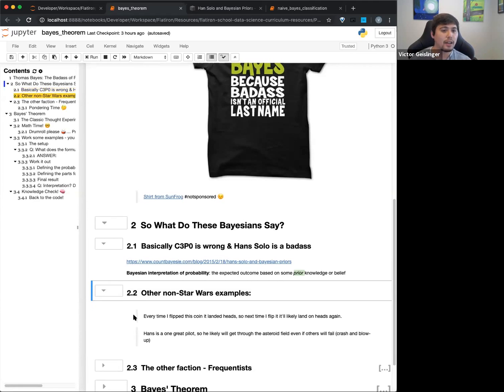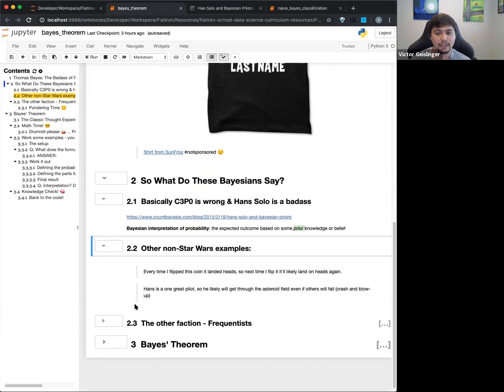Some other non-Star Wars examples: every time I flip this coin, it landed on heads. So next time I flip it, it's likely to land on heads again. Clearly this depends on what you mean by every time. If you flipped it 10 times, maybe you just got lucky. But if you flipped it 100 times and got heads every single time, you'd probably feel your prior knowledge based on those 100 flips means that coin will land on heads the next time you flip it. This is the idea of Bayesian: using your prior knowledge.